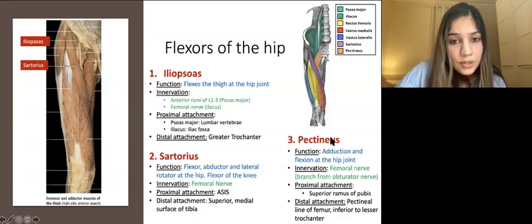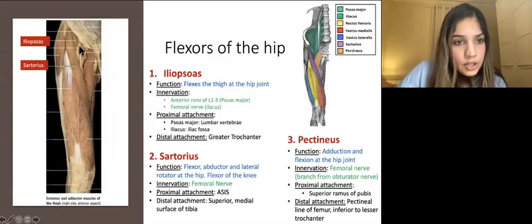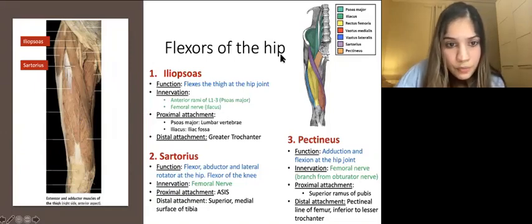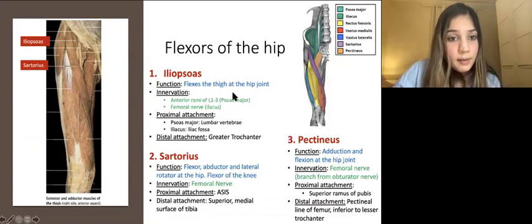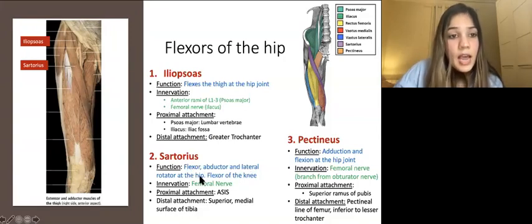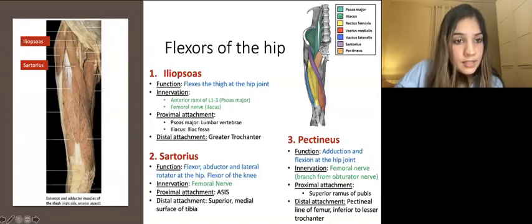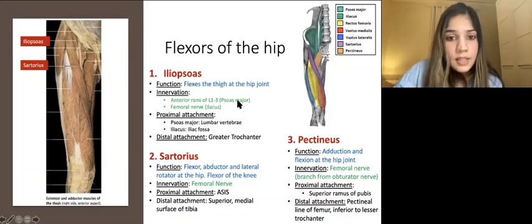And the pectineus muscle is a bit deeper. It is located here on a cadaveric image, and you can't appreciate it here. So the iliopsoas muscle flexes the thigh at the hip joint. The sartorius flexes, abducts, and laterally rotates the hip. And because it extends down to the knee as well, it also flexes the knee. And the pectineus muscle adducts and flexes at the hip joint. So that one there.